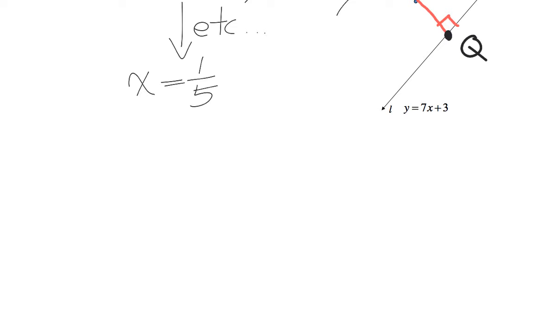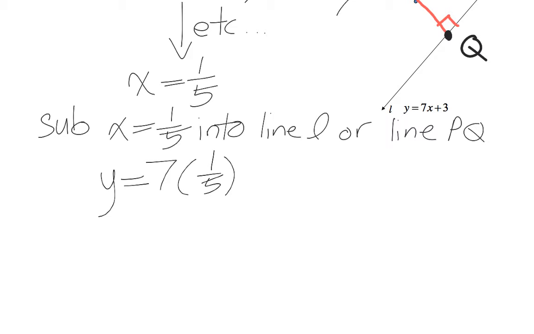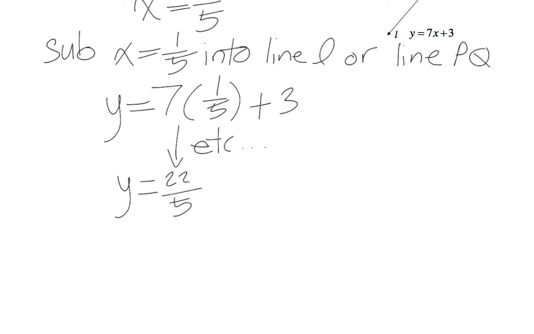And now that you have the value of x, you can sub x back into either of the two equations. So that being line L or line PQ. Let's just say I used line L, which means I'm going to get something that looks like this. So instead of the x, I'm going to replace it with 1 over 5. Again, you can go ahead and simplify that on your own, and you will get a value of y equal to 22 over 5. Therefore, the point of intersection happens to be 1 over 5 and 22 over 5.